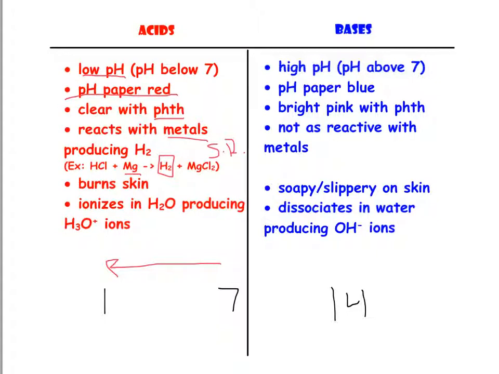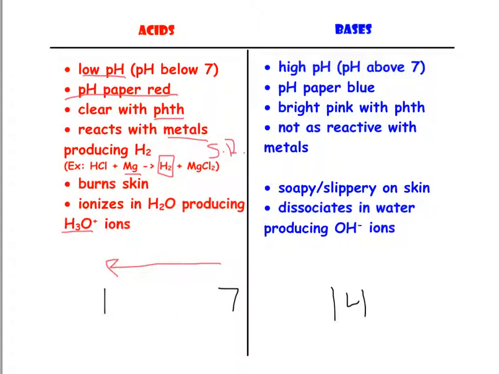Generally, acids will burn the skin or make your skin itchy or red, and then they ionize water, producing these H3O+ ions, because you'll notice that this is a water that has gained one more hydrogen.